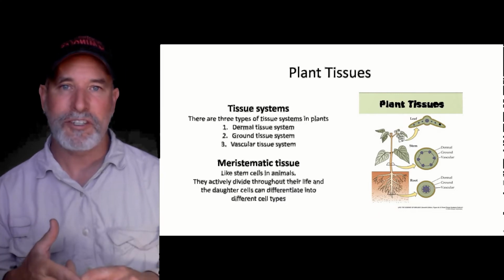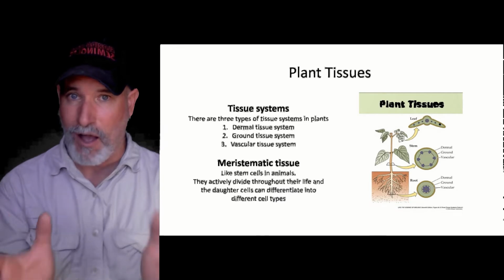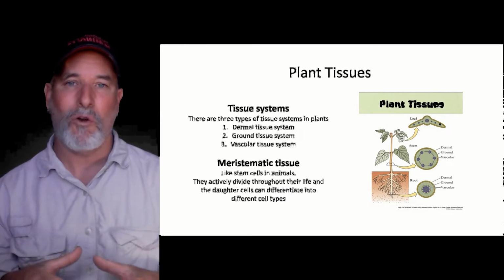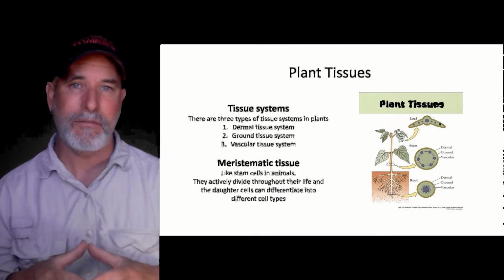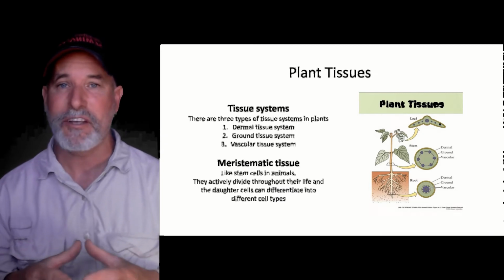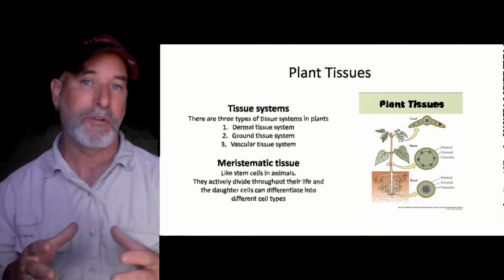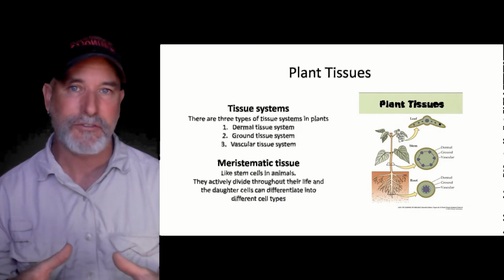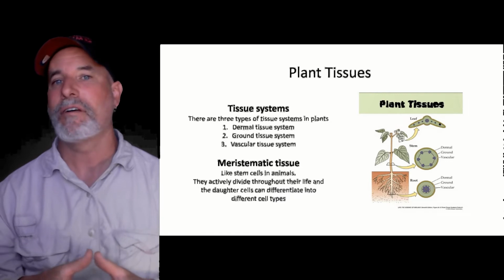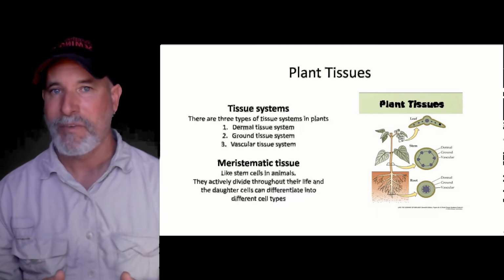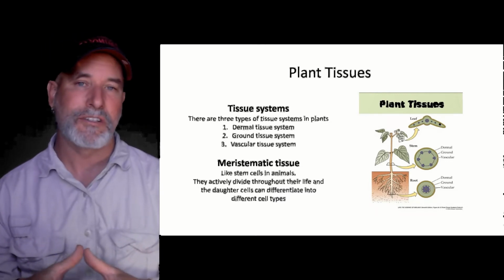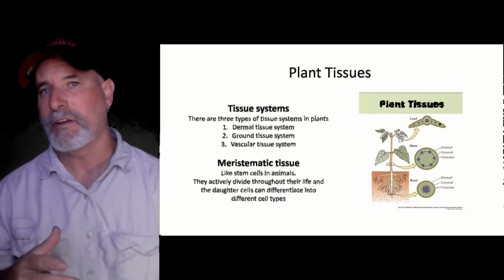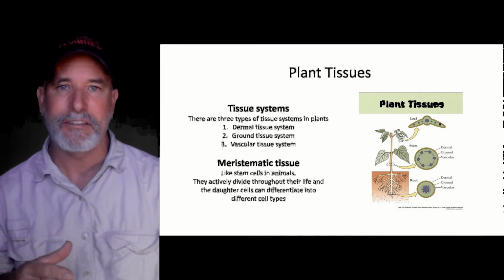You have the dermal tissue, dermal, like think skin, like the outside. You've got the ground tissue, which forms things like the inner part of the leaves where a lot of photosynthesis takes place, and storage. So think of a potato, right? That's got a lot of ground tissue storing carbohydrates for later. And then you have the vascular system. The vascular system consists of the xylem and the phloem, which conduct water, minerals, sugars, and other metabolites.